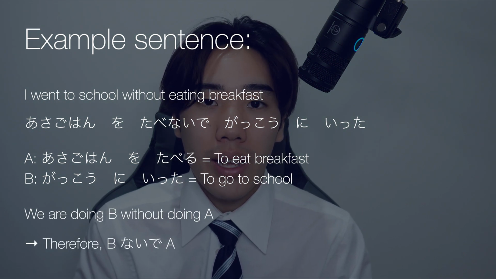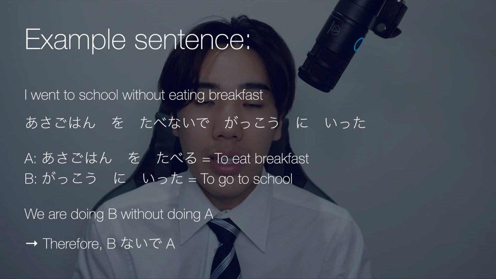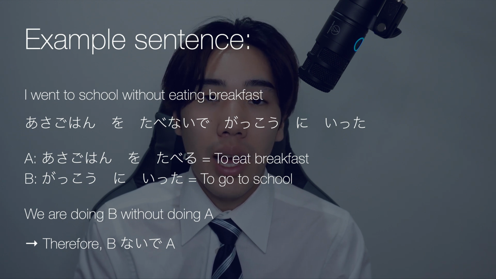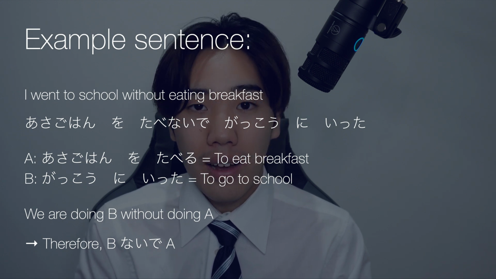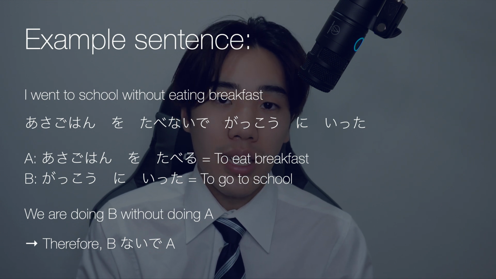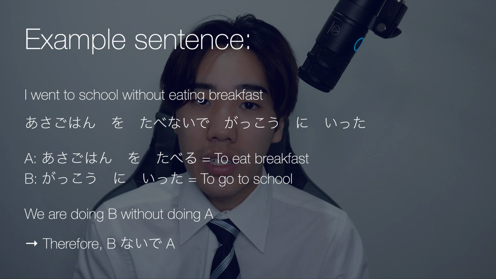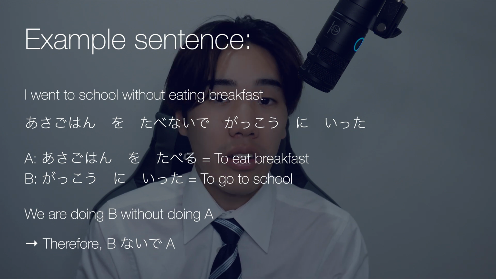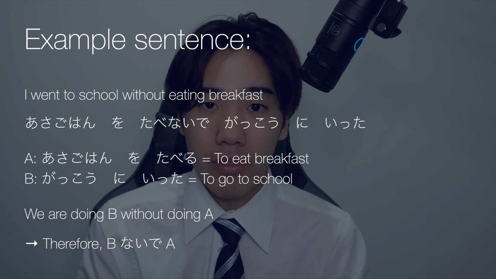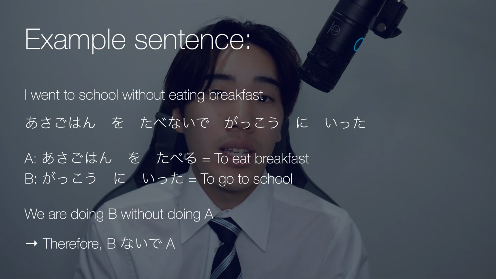朝ごはんを食べないで学校に行った. In this sentence, we are connecting 食べないで with 行った. Let's break this example sentence down. 朝ごはんを食べる means to eat breakfast. But we're using ないで, so we're doing another action without eating breakfast. What are we doing? 学校に行った.